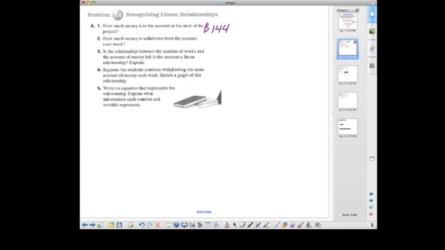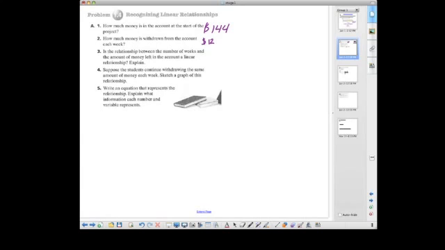It says, how much money is withdrawn from the account each week? Again, $12 is withdrawn every week. We've already examined all of these things, right? So it's just asking you very deliberate, precise questions.